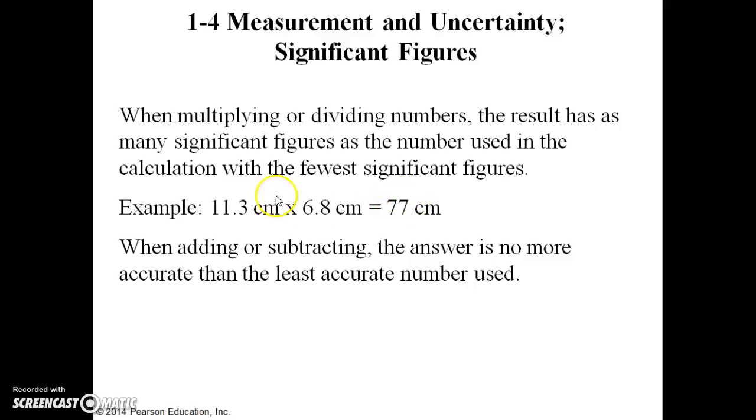If you were to type out this calculation in your calculator, you would get 76.84 centimeters. Now knowing the rule of significant figures tells us that we should round our answer to 77 centimeters because only 2 digits are significant. The same rule applies for adding and subtracting.